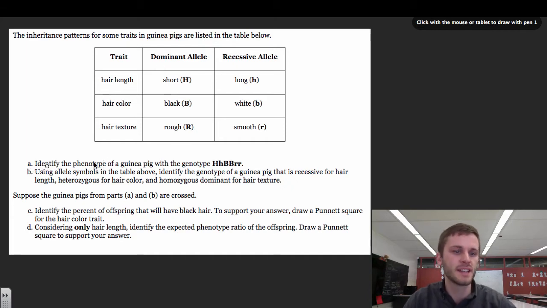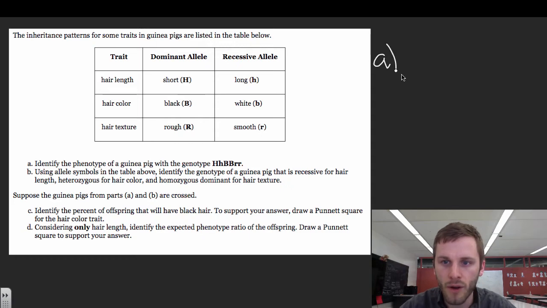For part A, it says identify the phenotype, phenotype being physical characteristics of a guinea pig, with the genotype, genotype being the genetic makeup, big H, big B, and little r, little r. So we're on part A right here. And hair, big H, little h, that's hair length right here. Big H is short, little h is long, so our dominant allele is going to take hold here. So this guinea pig has short hair.